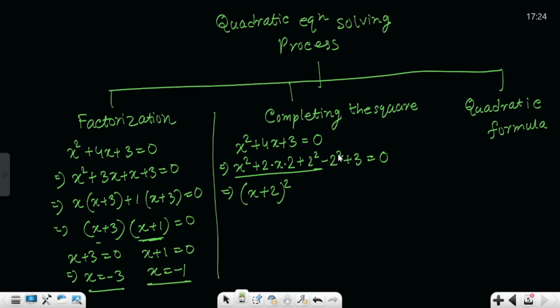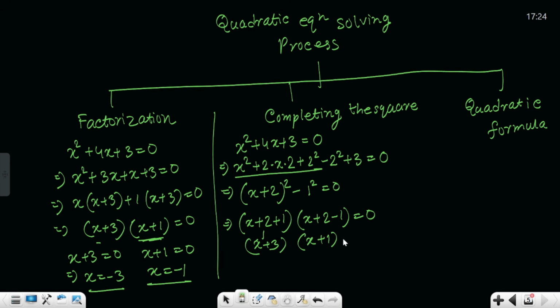And here, the 2 square is equal to 4. So minus 4 plus 3 is equal to minus 1, equal to 0. So this will be 1 square, you can write. So we can apply the a square minus b square formula. So this will be x plus 2 plus 1 into x plus 2 minus 1 equal to 0, right? So from here, we are getting x plus 3 into x plus 1 equal to 0. You can see we're getting the same. So from here, we can say x equal to minus 3. And from here, we can say x equal to minus 1. So this is the completing the square method.